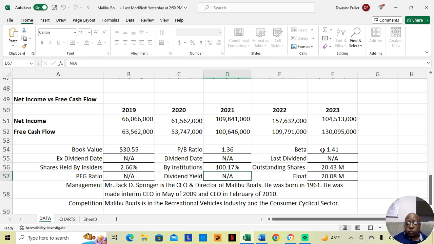The beta, how volatile is this stock? If it's at one, it moves like the same as the market. If it's under one, it moves less than the market, not very volatile. If it's over one, it moves more than the market. This is 1.41. So it moves more than the market. Outstanding shares. There are 20.43 million outstanding shares of this stock. And of those outstanding shares, 2.66% belong to insiders, those who work in or are part of a company. And we have over 100% by institutions, large banks, and so forth. I don't know how Yahoo puts some at over 100%, but that's Yahoo. They make up the figures.